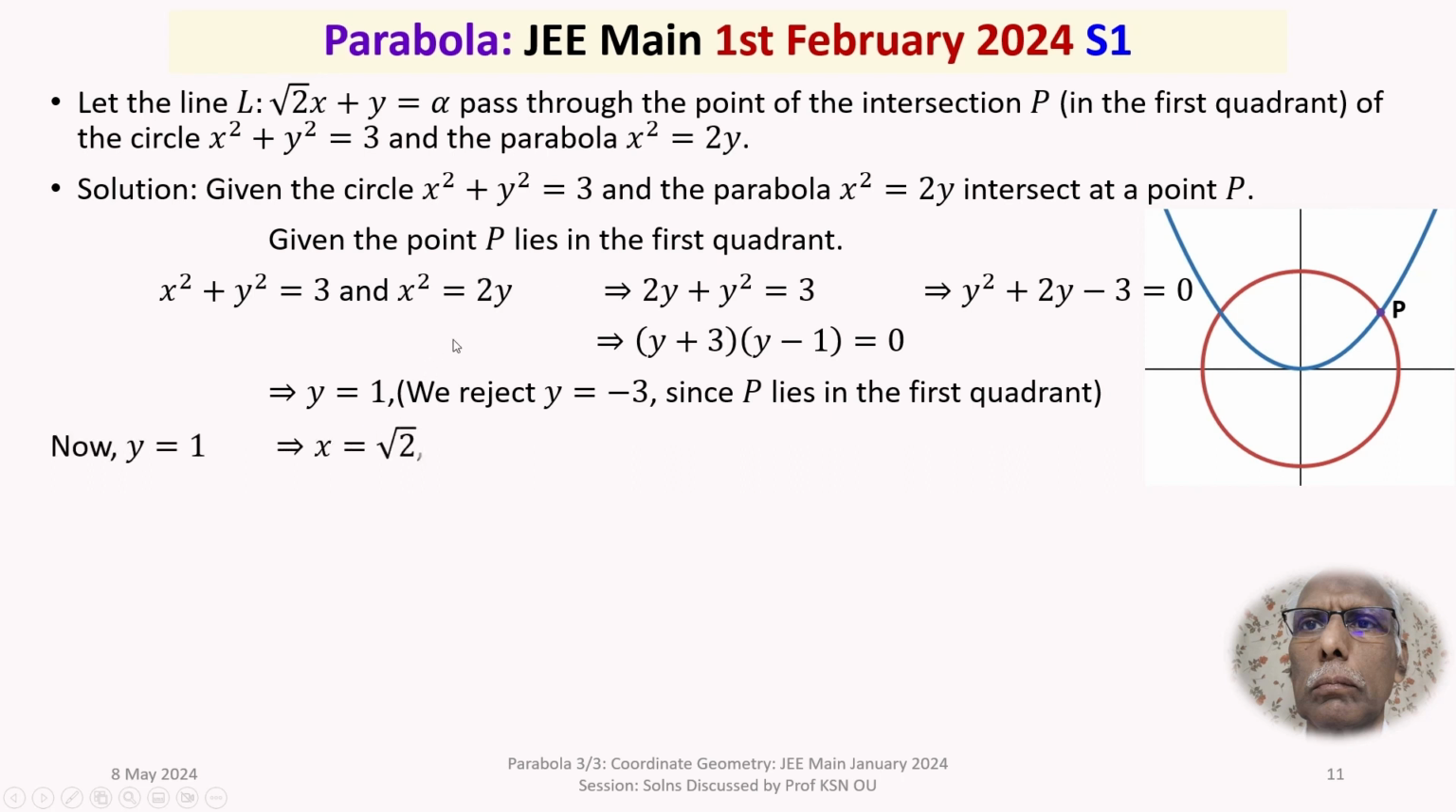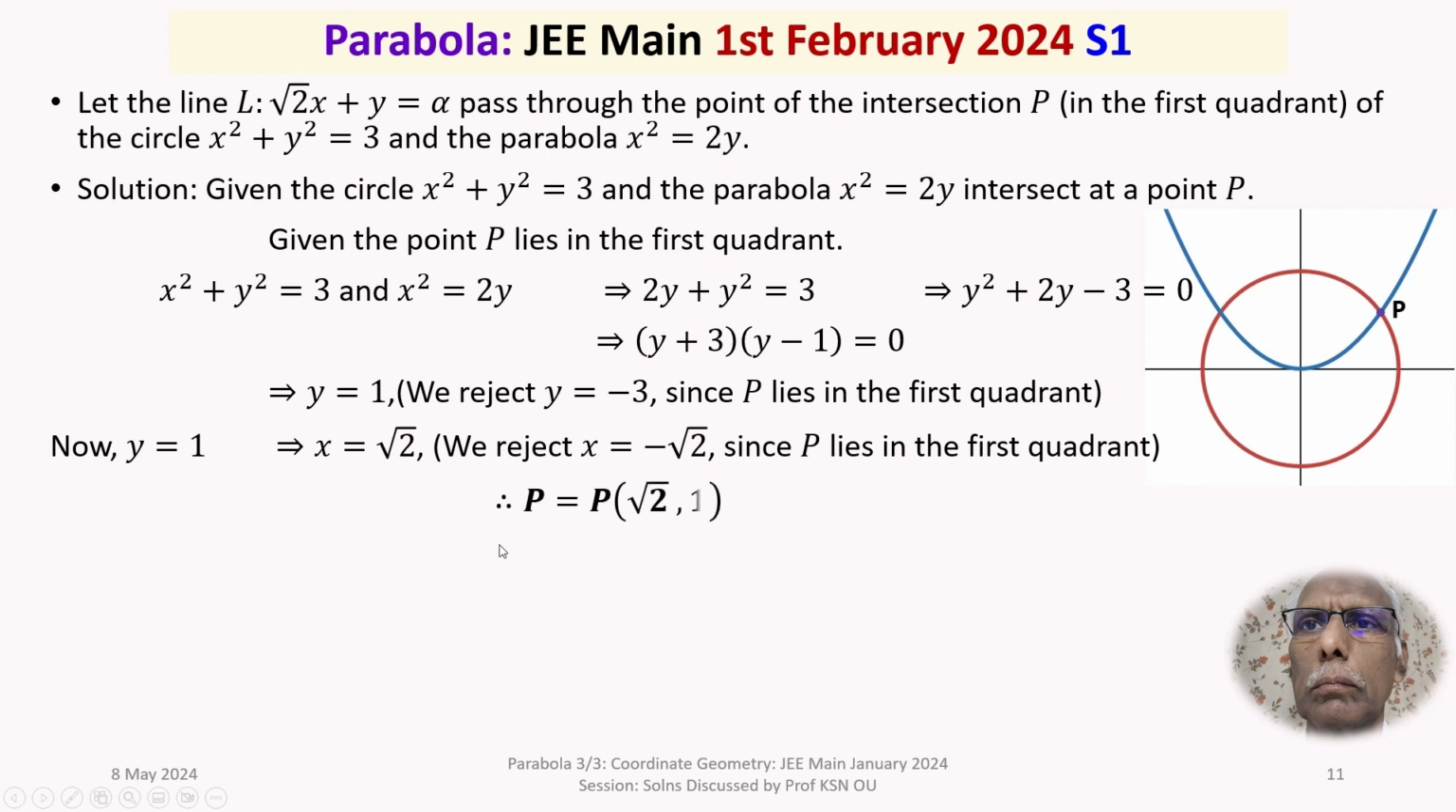And now substitute in the parabola's equation, x square is equal to 2y. That is, x square is equal to 2. When x square is equal to 2, x is equal to plus or minus root 2. We take x is equal to root 2. Why have we rejected x is equal to minus root 2? If you take x is equal to minus root 2, then P will not lie in the first quadrant. So therefore x is equal to root 2. So the point of intersection that lies in the first quadrant is (root 2, 1).